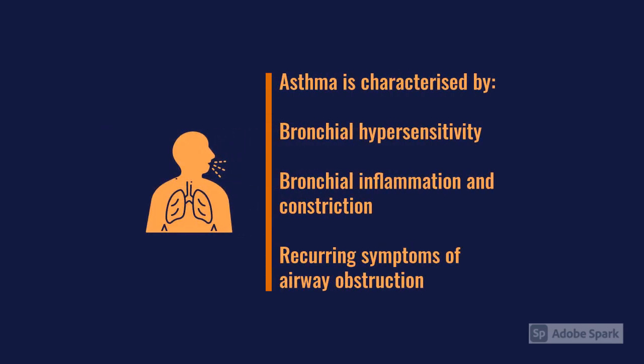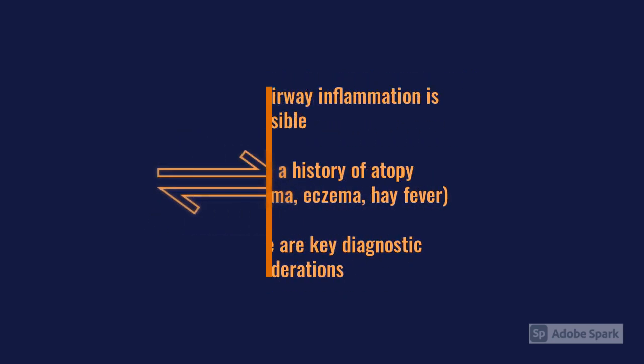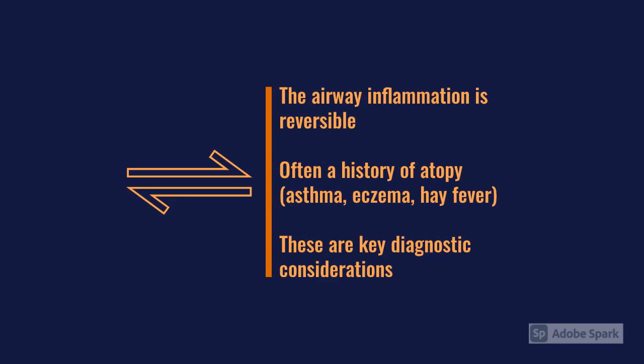Asthma is characterised by three sort of things, really. So you get bronchial hypersensitivity, you get inflammation and constriction. This essentially leads to the recurring symptoms of airway obstruction. Now, one of the key considerations with asthma is that the airway inflammation is reversible, and there's often a strong family history of atopy being asthma, eczema, and hay fever.